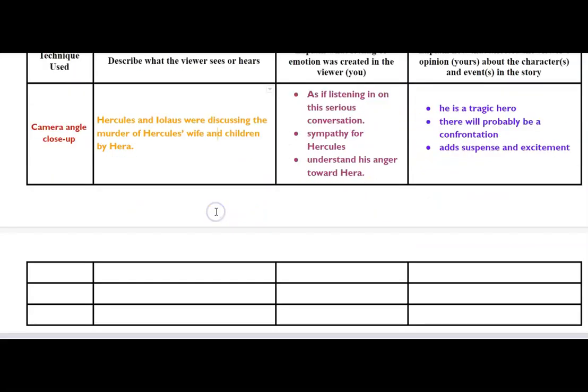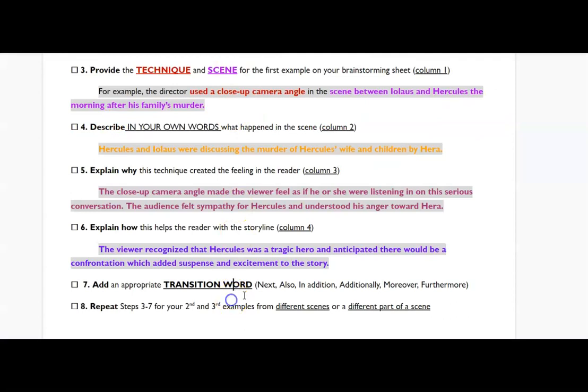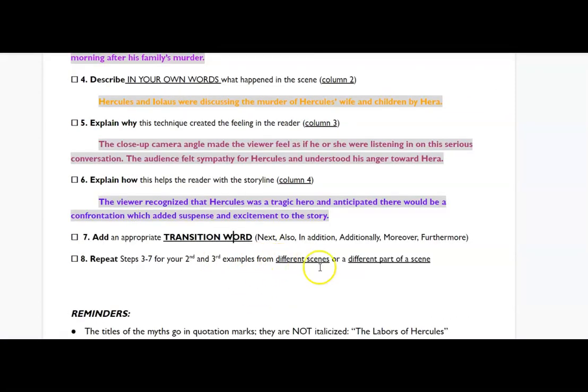So I would do that again for my next example, and I would pick 3. So you might have more than 3 for the video. Just pick the 3 you like the best. I would pick things that are different. So notice I say that your second and third example should be from different scenes or a different part of the scene and focus on a different technique.